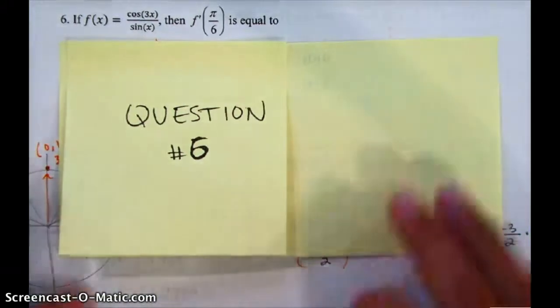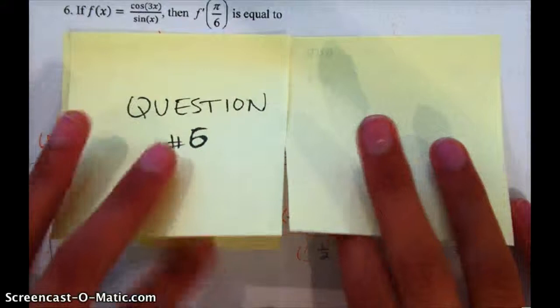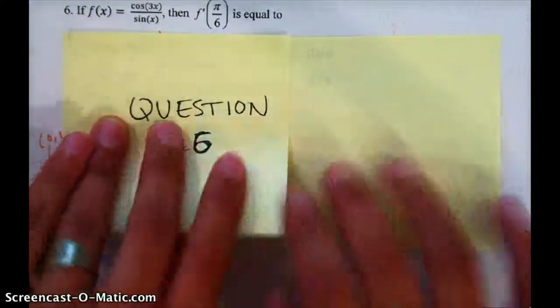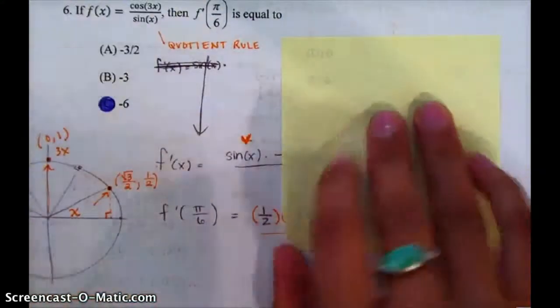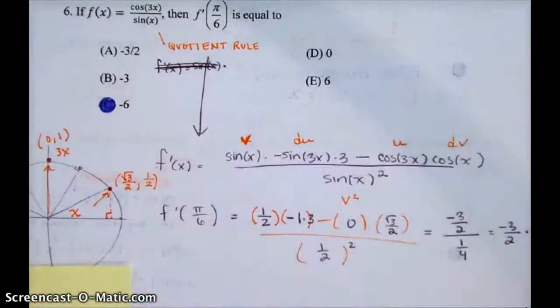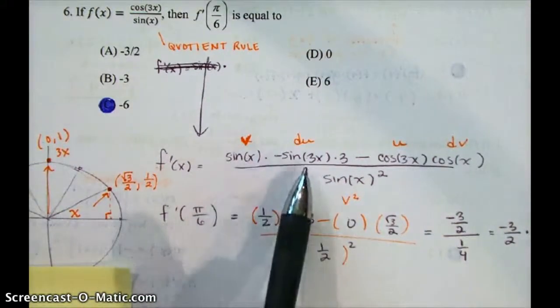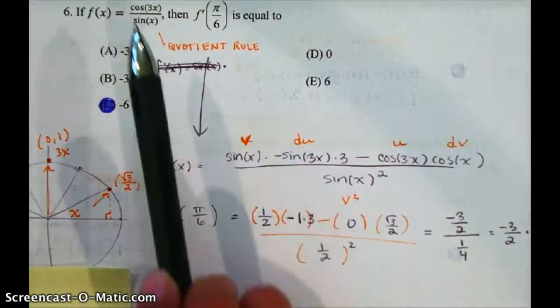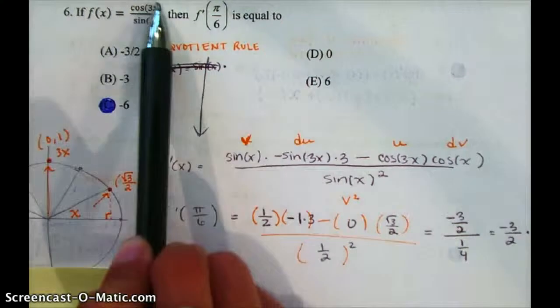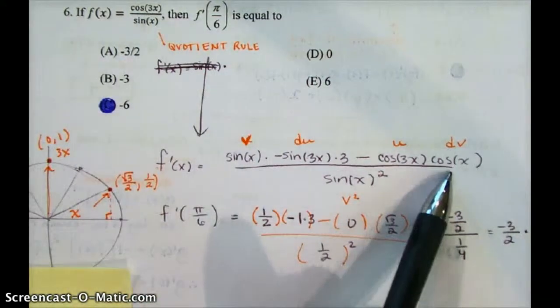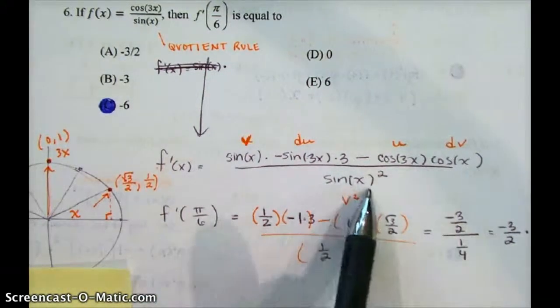All right, question 6 is really just a pretty straightforward quotient rule, but there is a chain rule inside of the quotient rule because of that 3x. Here's how I set it up. V is sine of x, du is the derivative of cosine of 3x, u is cosine of 3x, and dv is the derivative of sine, all over v squared.